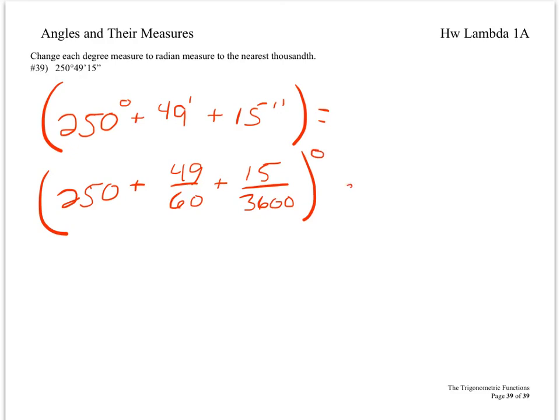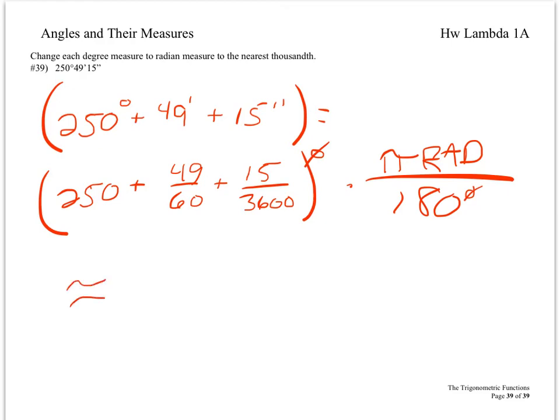To convert to radians, which is what the directions ask us to do, multiply it by pi radians over 180 degrees. Your degrees cancel. Put this into your calculator, and you get 4.378, approximately. That's an approximation.